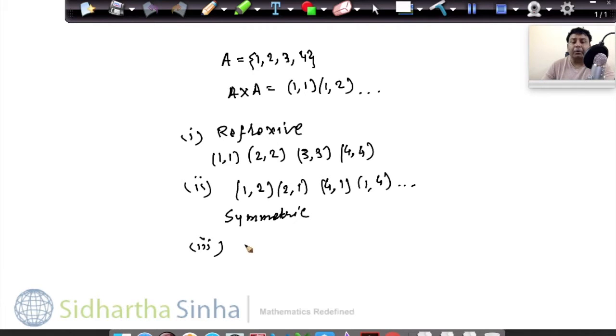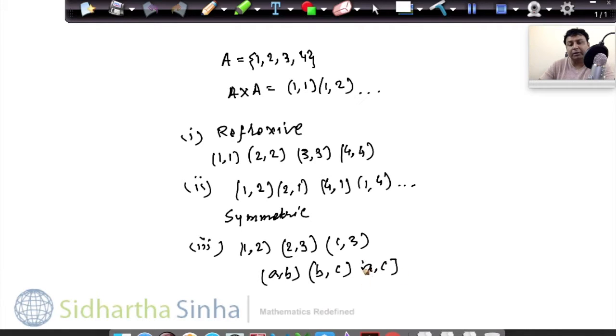And for transitive, if 1 comma 2 is there and 2 comma 3 is any other point, then we should have 1 comma 3 as well. Any such combination, A comma B and B comma C, then I should have A comma C also in the given set for all elements. Then only it is transitive. Once all three conditions are satisfied, then the given relation is an equivalence relation.